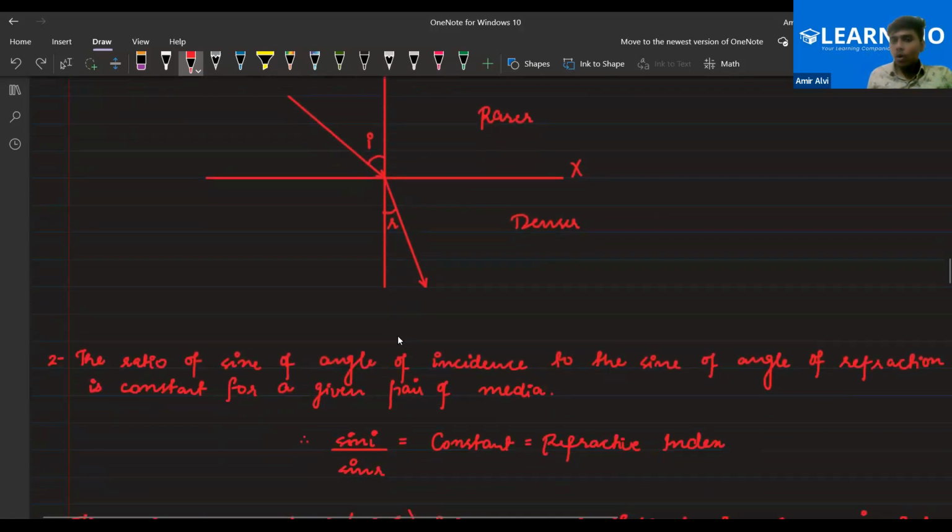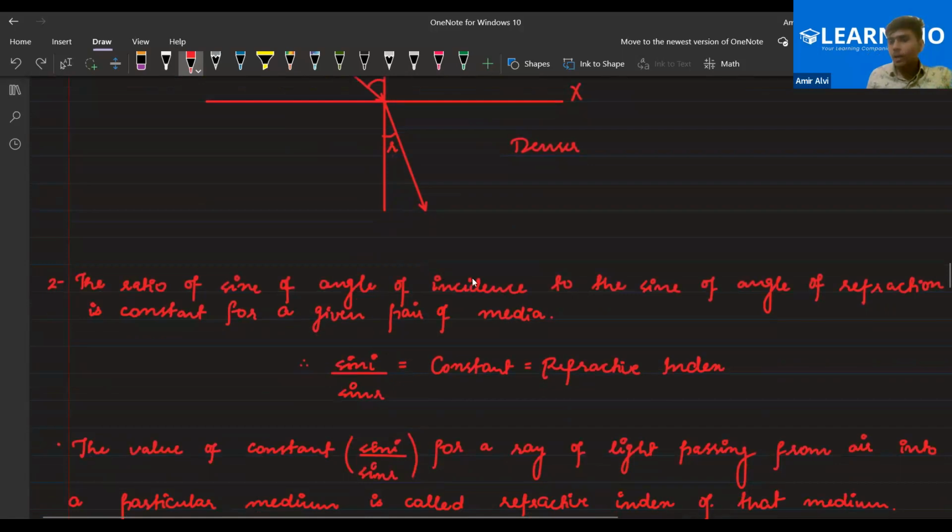And the second law is the ratio of sine of angle of incidence to the sine of angle of refraction is constant for a given pair of media. It means that if you have taken a pair of media, suppose air and water, if you change the angle of incidence, the angle of refraction will change accordingly to maintain the refractive index. It means that the constant will not change. If you take the ratio, right? So it will be constant for the given pair of media, right? So the refraction angle will change accordingly to basically maintain this constant value.